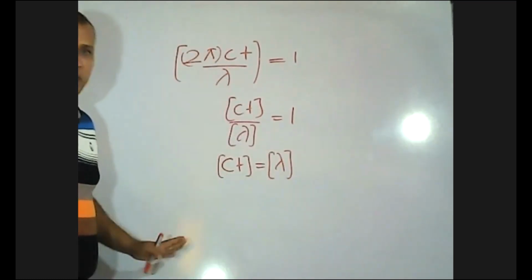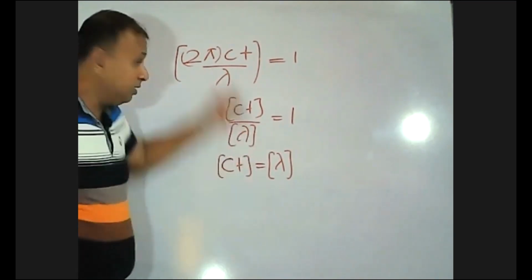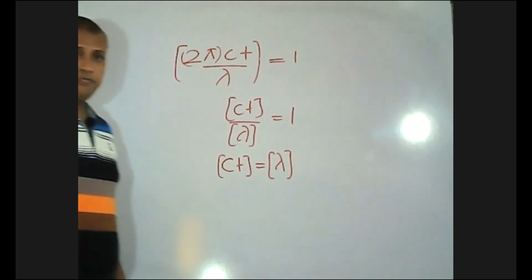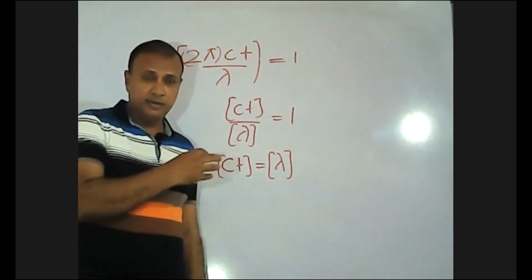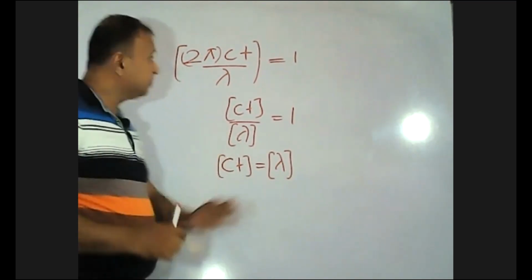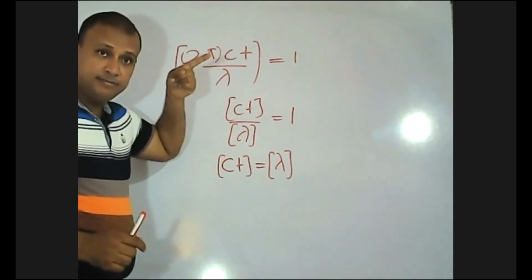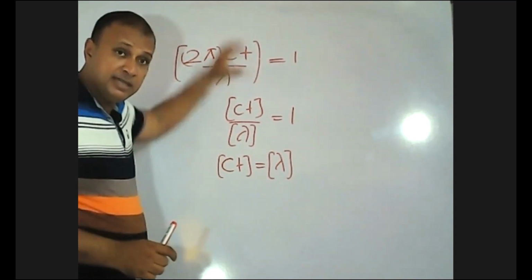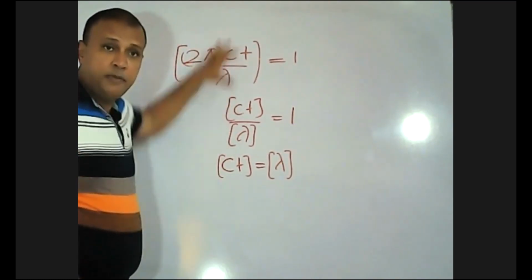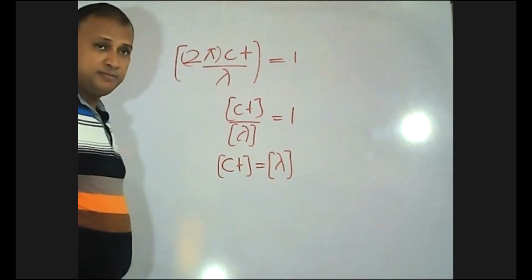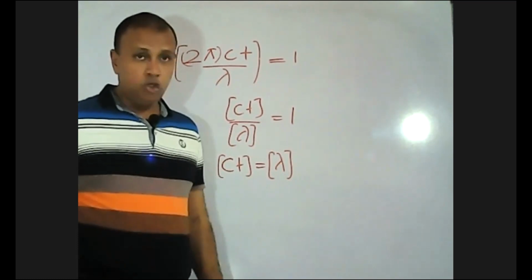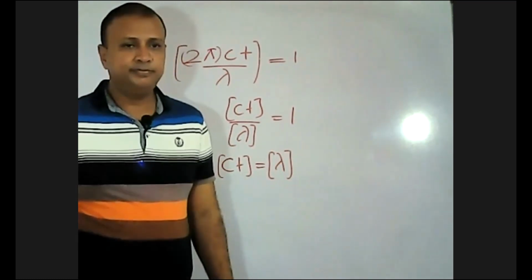This is the ordinary way. This is the conventional and longest calculation, but I did not use this one to solve that problem. I thought this part should be equal to 1. That means the upper part and the lower part should be equal. That means CT should be equal to lambda. Okay.